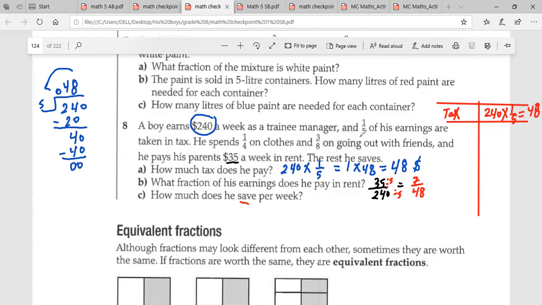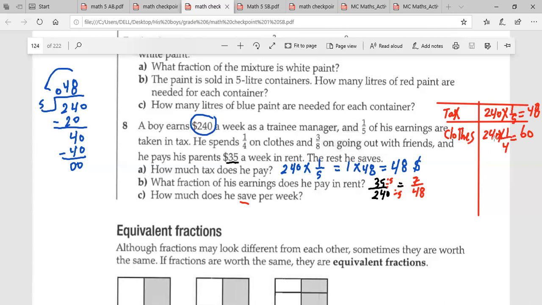The second item is clothes, and the clothes are about 1/4. So 240 multiplied by 1/4. I calculate the item and subtract it from the 240. If you divide it, we get 60. Yes, the clothes.